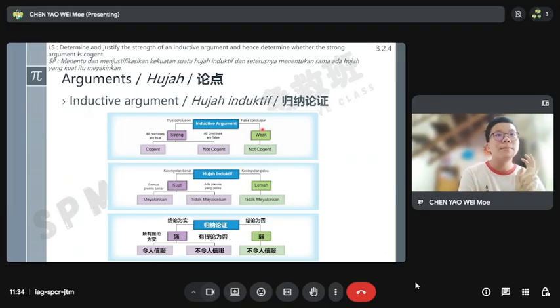Because your conclusion is false, then everyone cannot believe your argument. If the conclusion is true, then you can say it's strong. If all the premises are true, then you can say it's cogent, strong and cogent. But if all the premises are false, then you can say it is not cogent. Actually, if one of the premises is false, also not cogent. This is the thing.